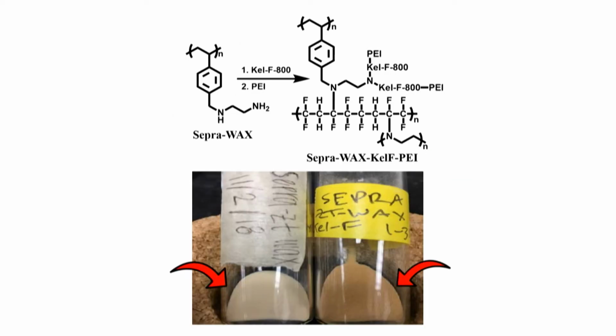After the chemical modification, we can see the final product on the right side has a considerable color change compared with the final product on the left side. This means the reaction is successful.